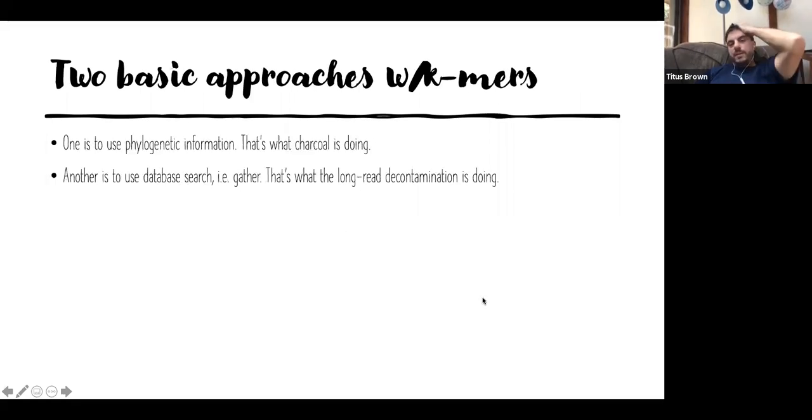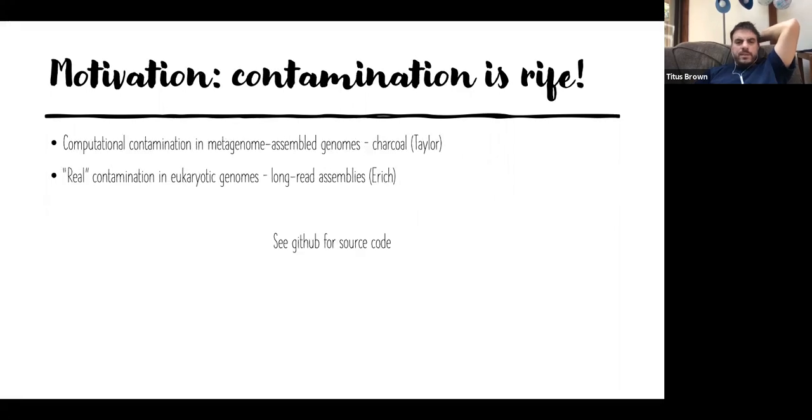So there's two basic approaches with k-mers. One is to use phylogenetic information. That's kind of what charcoal is doing. And another is to use database search, for example, gather. And that's what the long read decontamination is doing. Right, and one was with Taylor and one was with Eric.